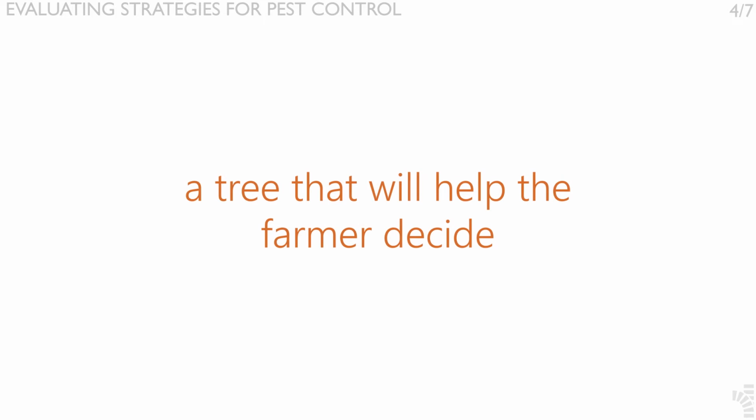Creating the decision tree. Part 1. Having created a damage distribution function for potential crop damages, we are ready to start creating a tree that will help the farmer decide along the path of her decisions.